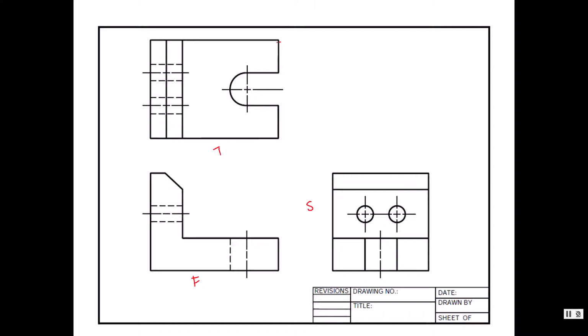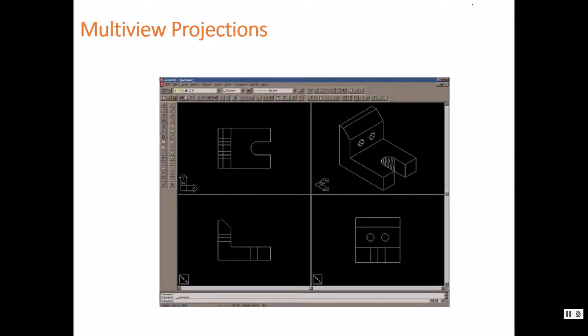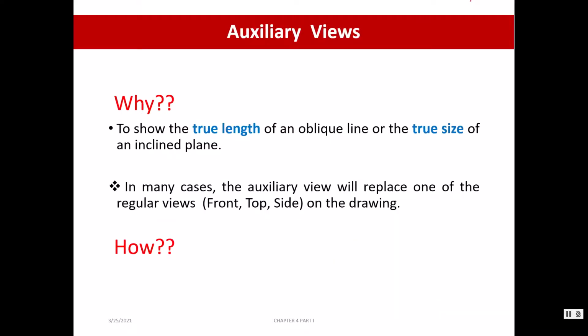At the end, we will have to omit all the construction lines that we have done before, the miter line and so on. In fact, if you were to use AutoCAD, we can also do the multi-view as well. So now we move to the next view.